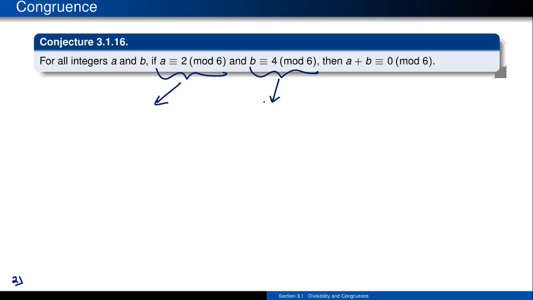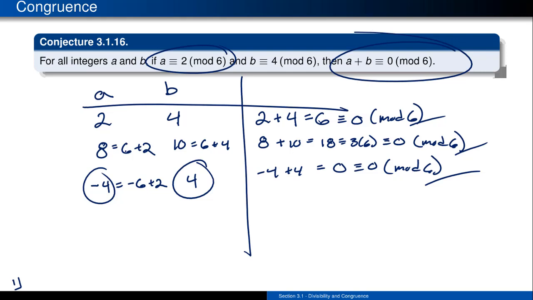So the idea is that if you're congruent to 2 mod 6, your a is going to look like some integer multiple of 6. So I'm going to have this 6 times k plus a 2. And that's exactly what these things back here were looking at. It was 6 plus 2 in this case. This was a 6 times a negative 1 plus a 2. But at the end of the day, there was always this little 2 broke off at the very end.